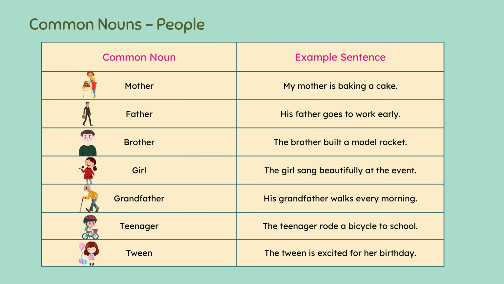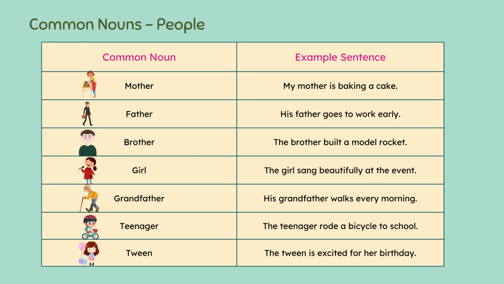Mother. My mother is baking a cake. Here, the word mother refers to a general person, not a specific name. Father. His father goes to work early. Father is a common noun because it's not a specific person's name. Brother. The brother built a model rocket. We are talking about a brother, but not mentioning his name, so it's common.